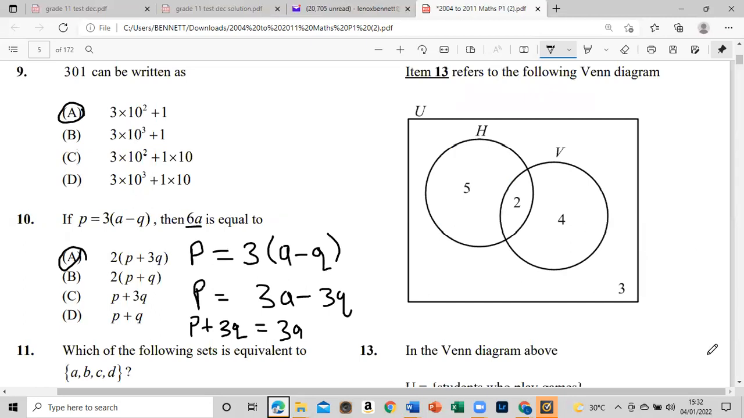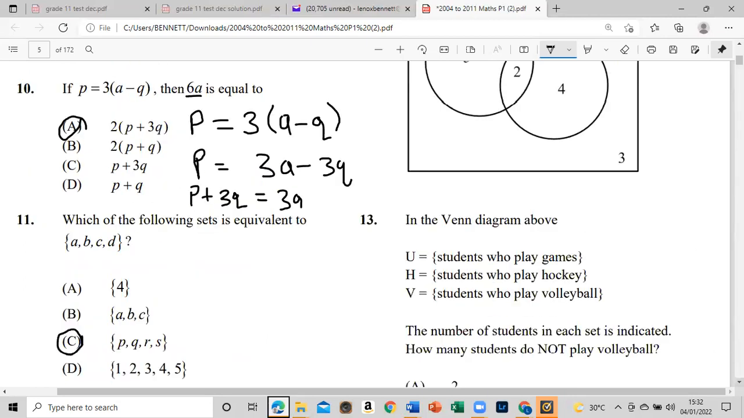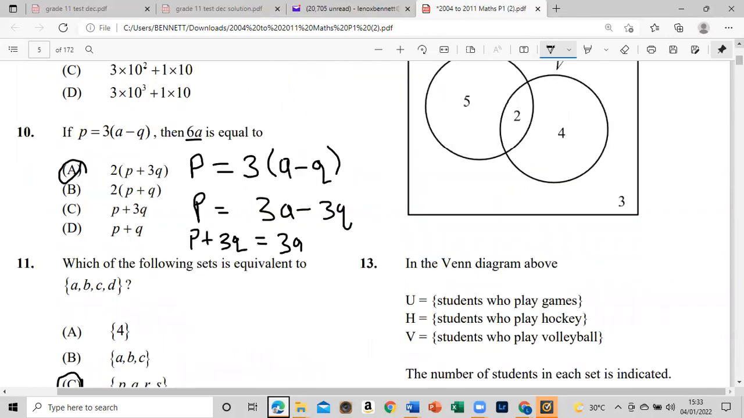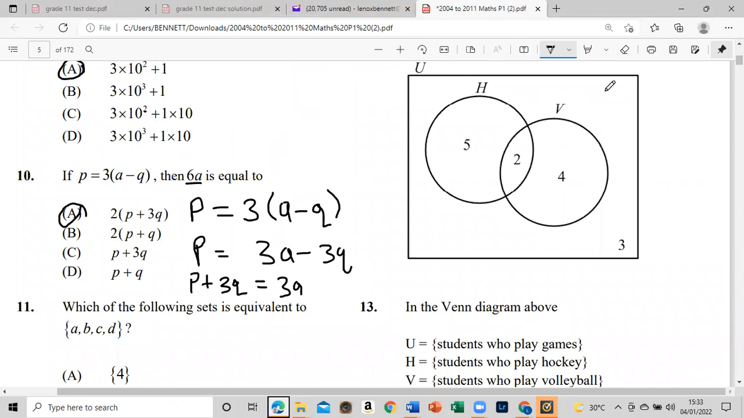All right, 13 refers to the diagram. The number of students in each set is indicated. How many students do not play volleyball? I have to go back up now. That's what I wanted to see. How many students did not play volleyball? So volleyball is represented by what?